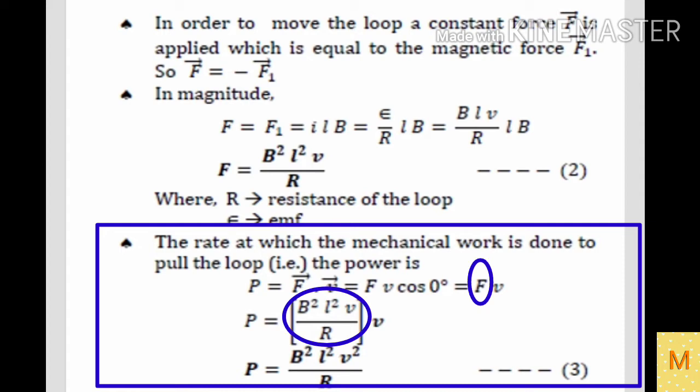Here F is replaced as B squared L squared V by R from equation 2. So the equation becomes B squared L squared V by R into V, which is equal to B squared L squared V squared by R. This is equation number 3. It represents the power generated by the loop, such that the work done by the loop when it undergoes motion in the magnetic field when no current flows through it.